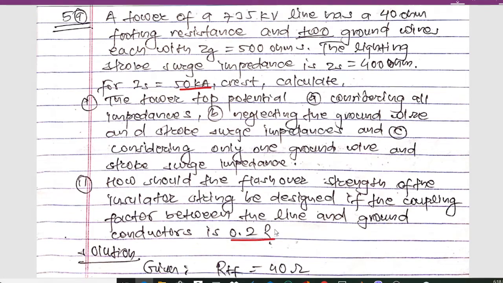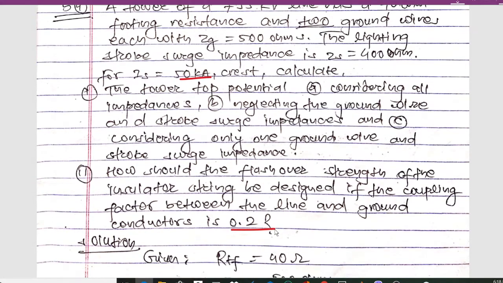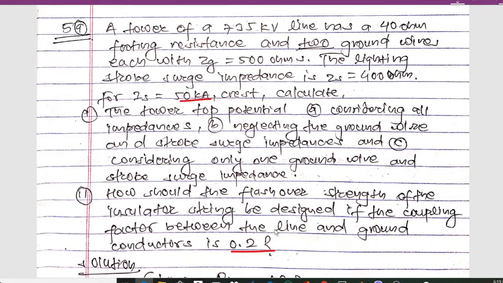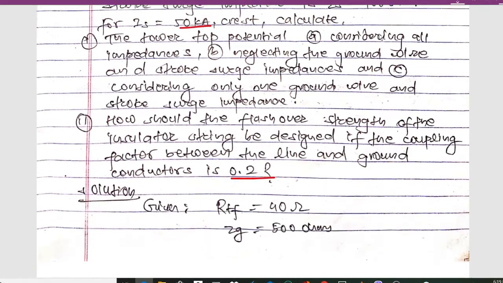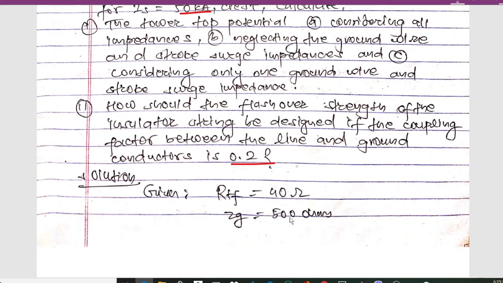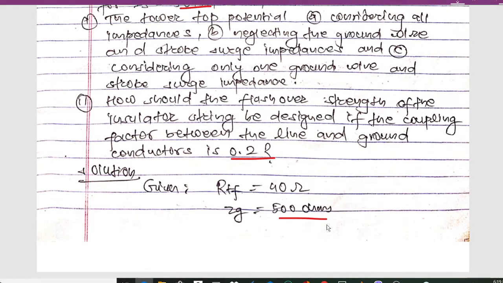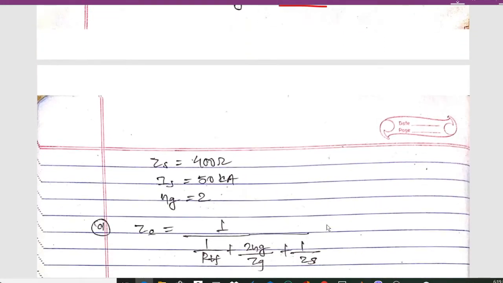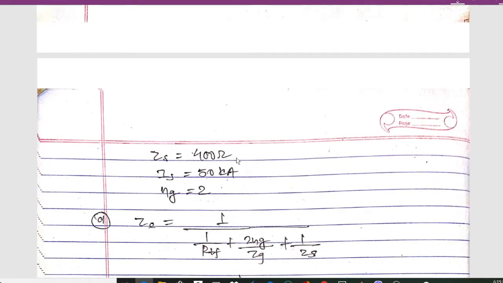So here the value of RTF is given as 40 ohms. You can see in the question the footing resistance of 40 ohms is given. Similarly, ZG is given as 500 ohms, ZS is given as 400 ohms, IS is given as 50 kiloamperes, and NG as 2.